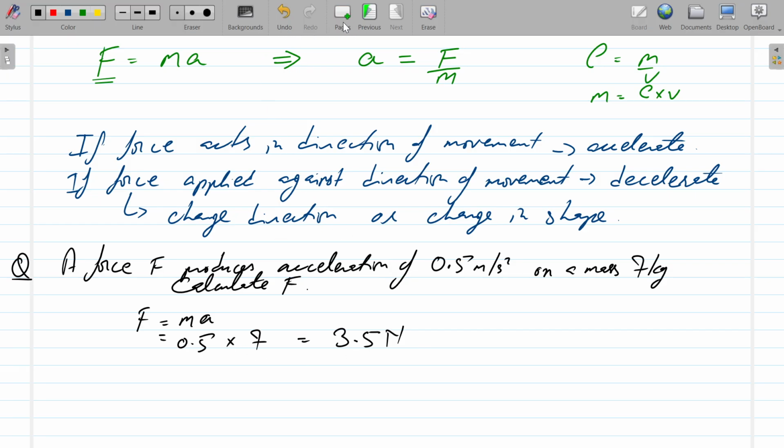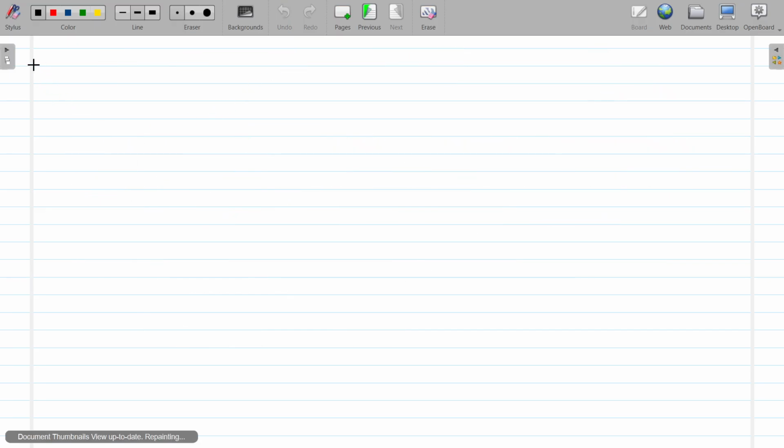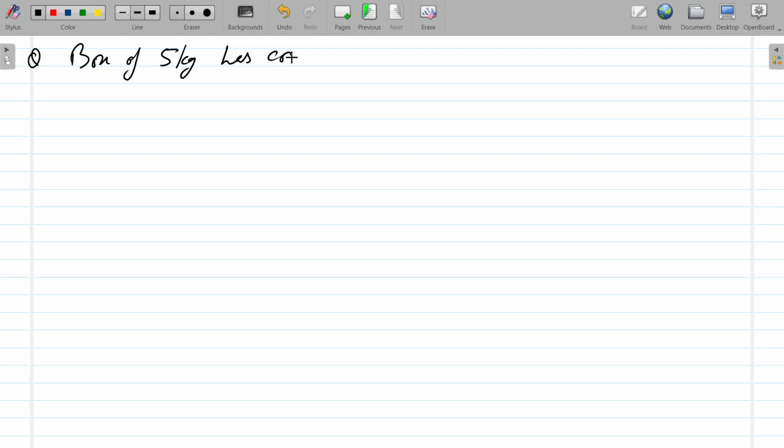Another question, in which you need to tackle it a bit. So they mentioned there is a box of mass 5 kilograms, and it is moving with constant velocity when it is pushed by a force of 8 newtons.